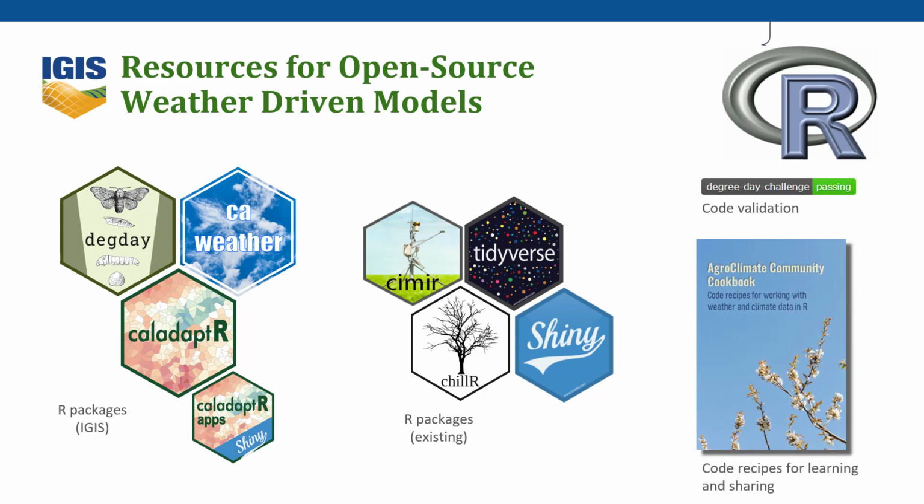Finally, the Agroclimate Community Cookbook is a GitHub site with code recipes where people can go to see examples of computing these kinds of metrics and share their own work. There's already a draft version of this up, and this will be further developed in 2023.